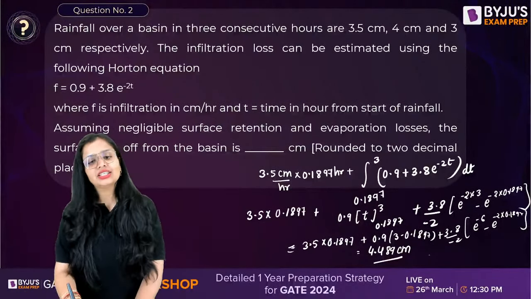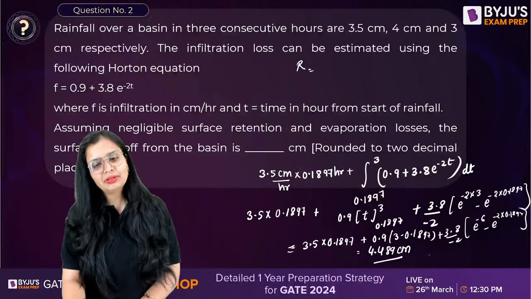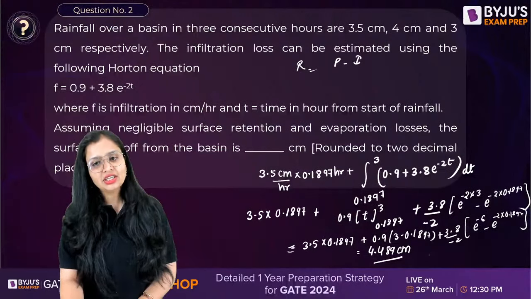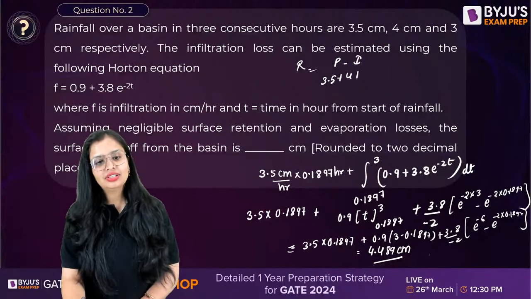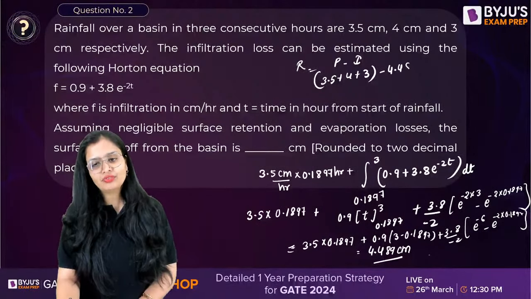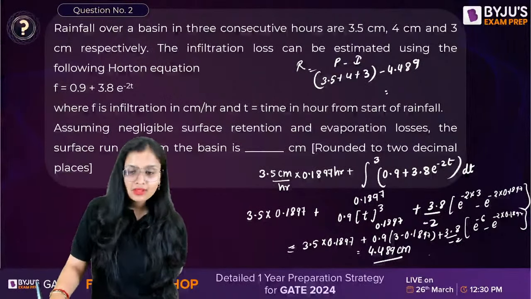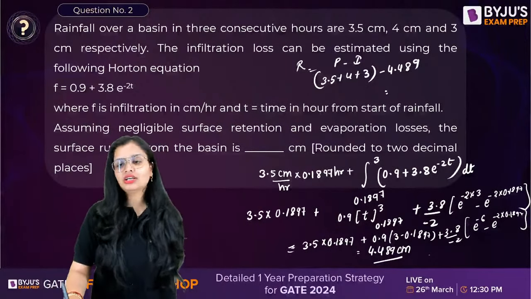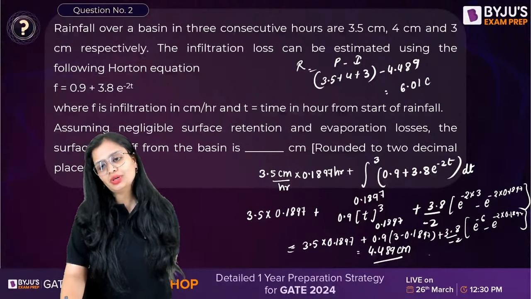In the question it is asking me runoff. Runoff is what? Runoff will be the total precipitation minus infiltration. Precipitation 3.5, then 4, then 3, minus infiltration 4.489. So this will give you how much? Just check it out. The runoff will come out to be approximately 6.01 centimeter.